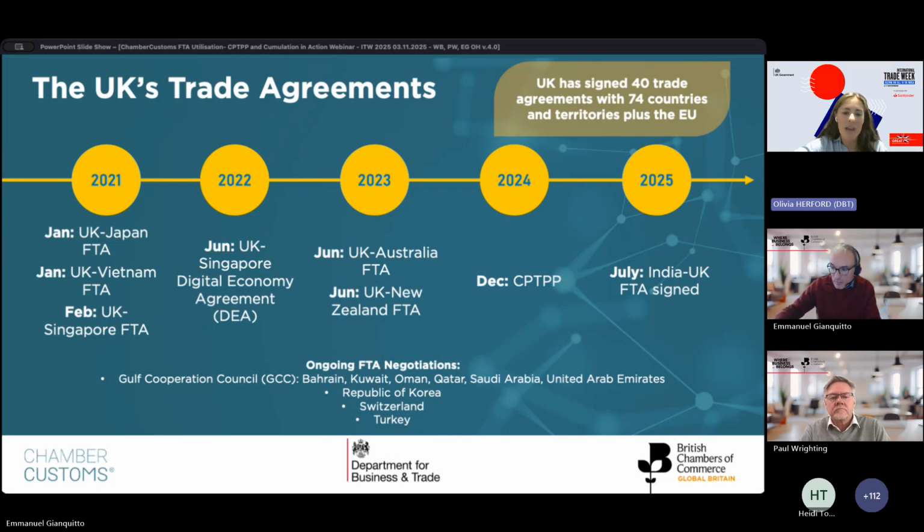So the one we'll focus on today is the CPTPP trade agreement, which entered into force in December last year. And as you can see at the bottom, we have ongoing negotiations with a number of countries, so looking to add to our collection of FTAs in the near future.